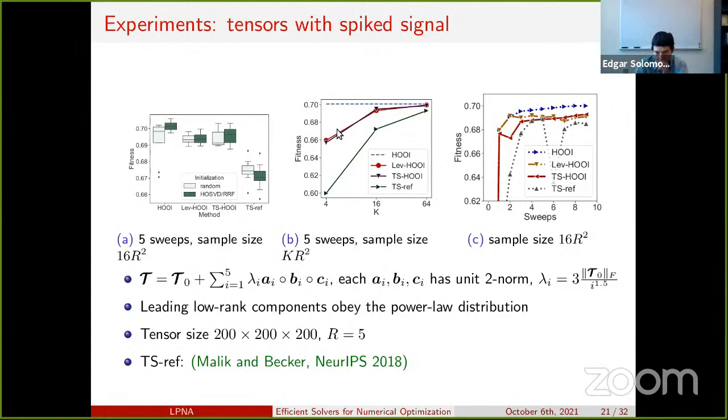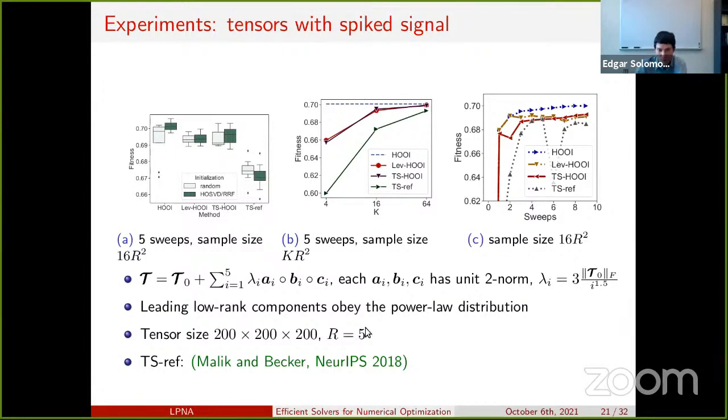We can also see this with respect to sample size, that for a fairly modest sample size K here, we're able to converge to the HOOI baseline fitness with leverage score or tensor sketch based sampling. And here again, we see something similar. We also have more robustness than this TS reference algorithm in that the objective has less fluctuation across sweeps of the method.